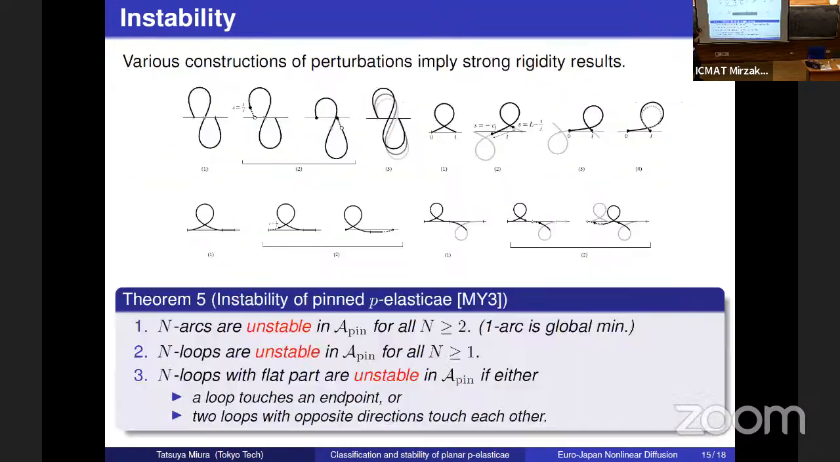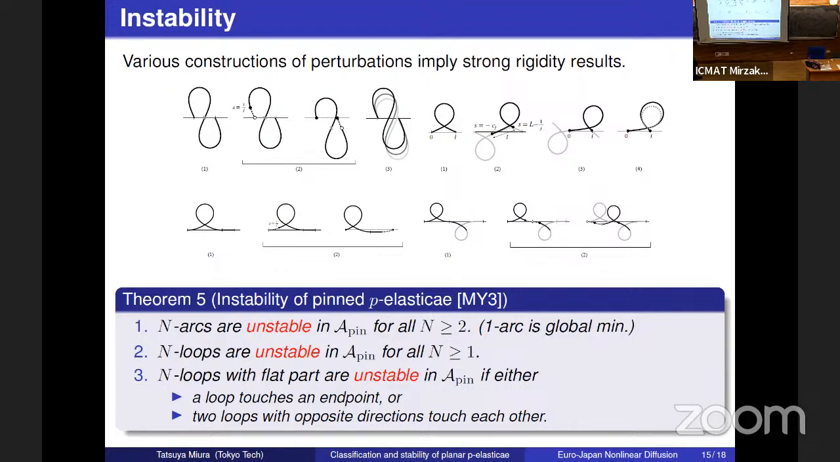And also by constructing many kinds of cut and paste perturbations in this way, we can say that in the pinned boundary problem context, most of the critical points are actually unstable, not local minimizers. So for example, n arcs are unstable for all n greater than or equal to 2. And also all loops are unstable. So by using this fact, we can already say that in the first case, the only stable solution is one arc, which is uniquely determined up to invariances.